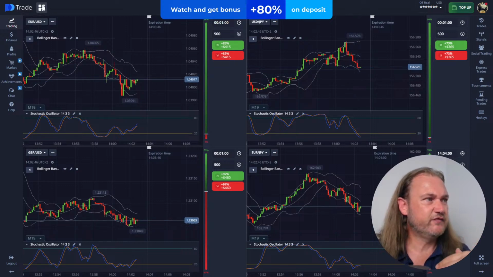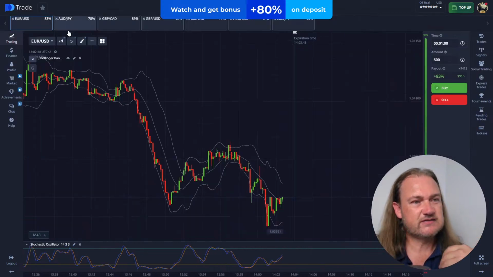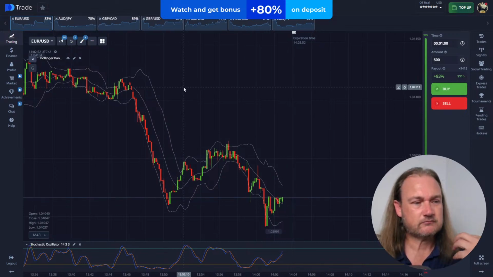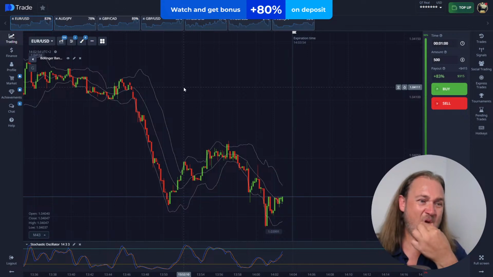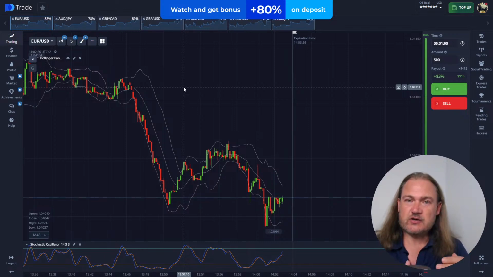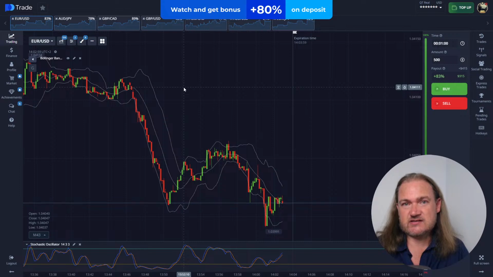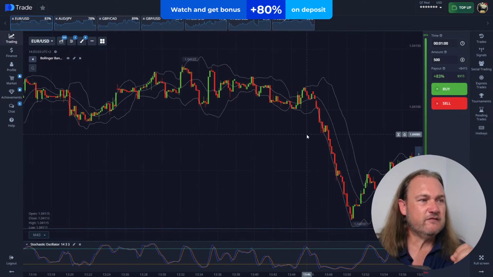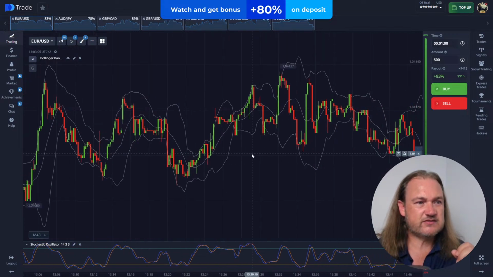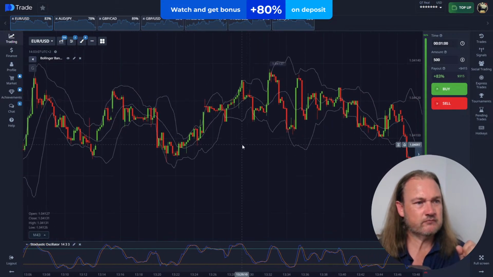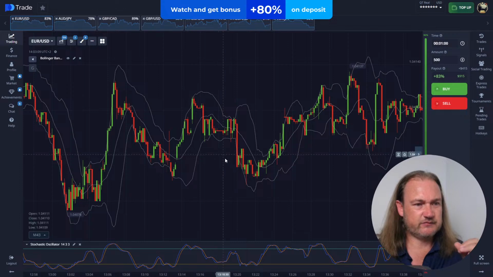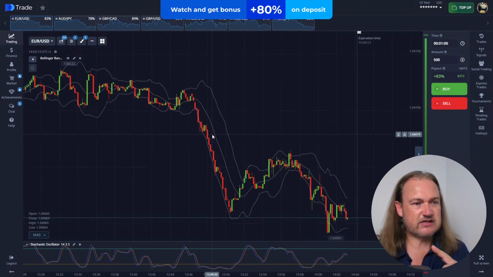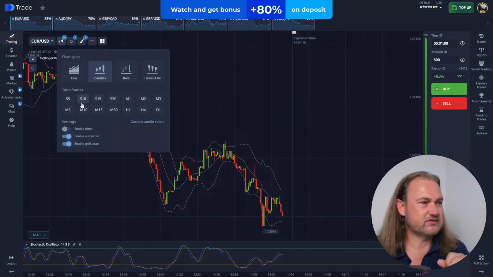So before we start looking for trades, I'm going to explain to you guys what this is, how we can use it, and what to look for. For the Stochastic Jump, I use the Stochastic Oscillator, and we're going to use Bollinger Bands as well. Let's see if we can find a decent example.